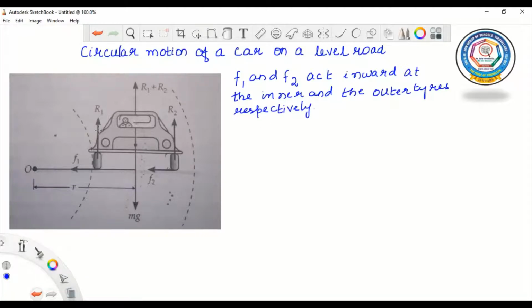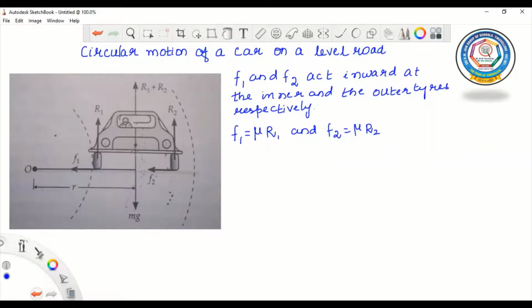If R1 and R2 are the reactions of the ground at the inner and outer tires, then what is F1? We know that F1 is equal to mu R1 and F2 is equal to mu R2, where mu is the coefficient of friction between the tires and the road.